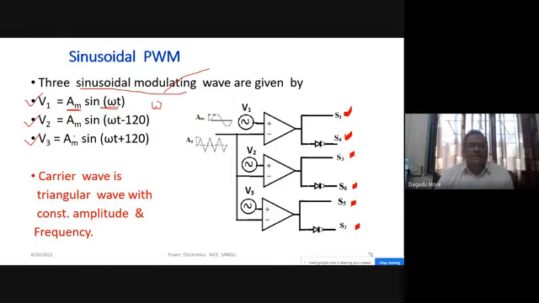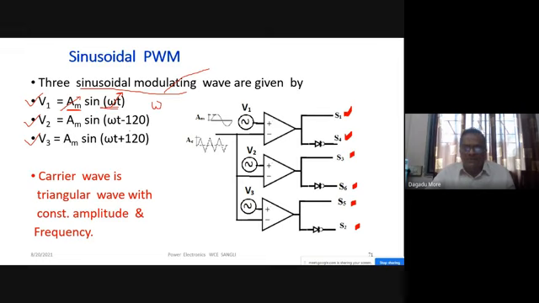and of these we can control omega as well as amplitude. So in these three modulating waves, we can control the AM. AM can be varied, and also the omega can be varied. So we have seen that for these three modulating waves, we are controlling the amplitude as well as the frequency.